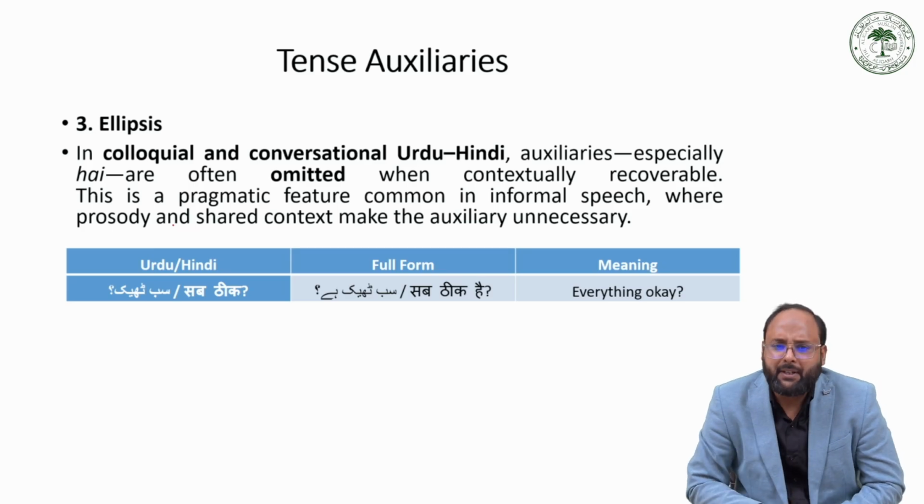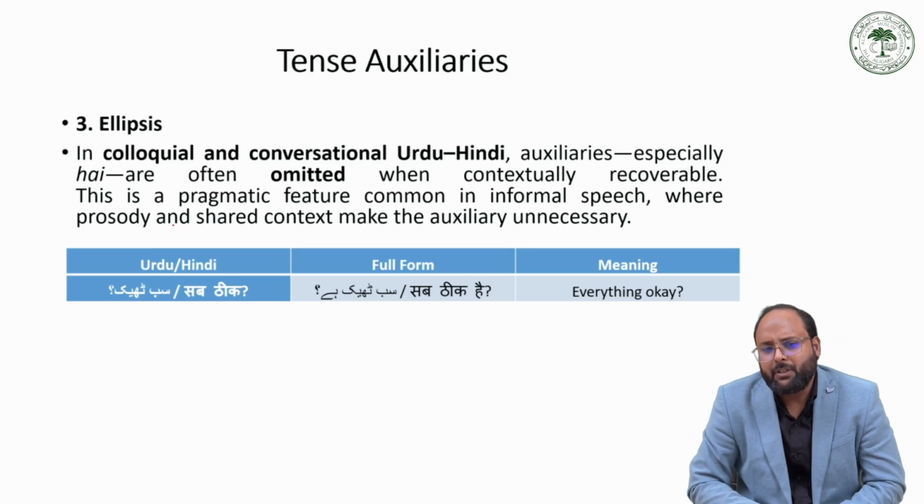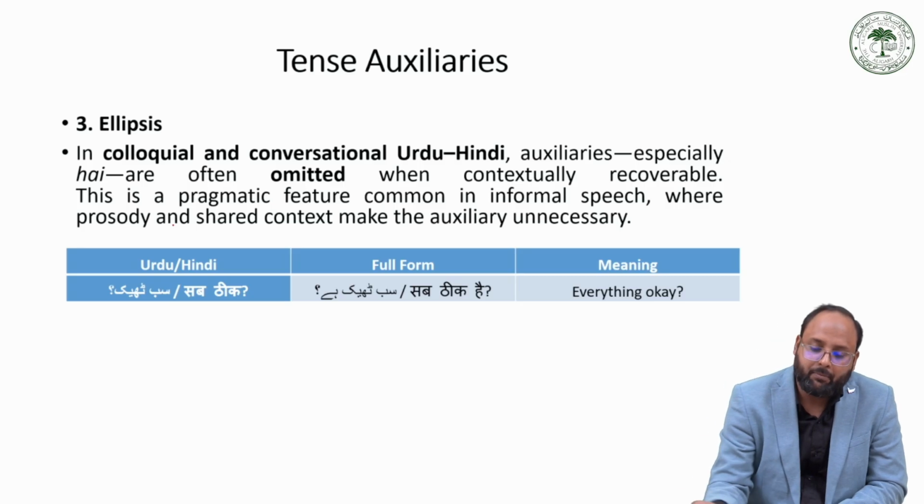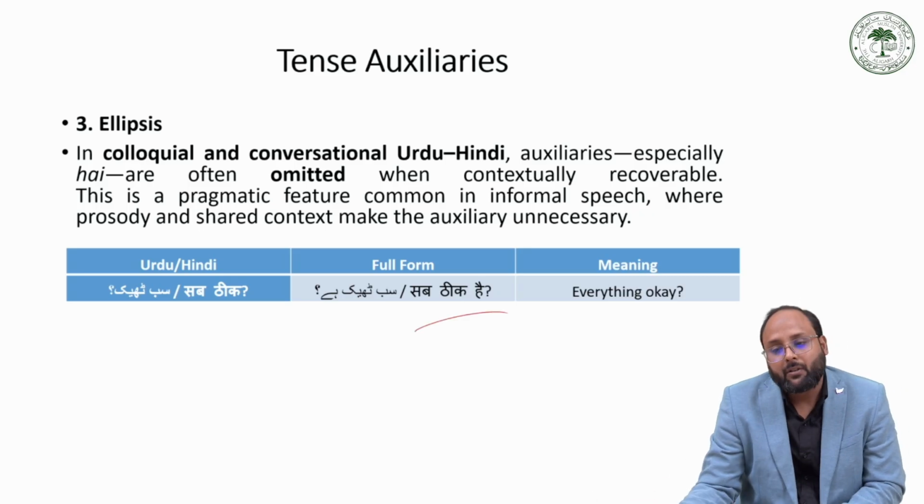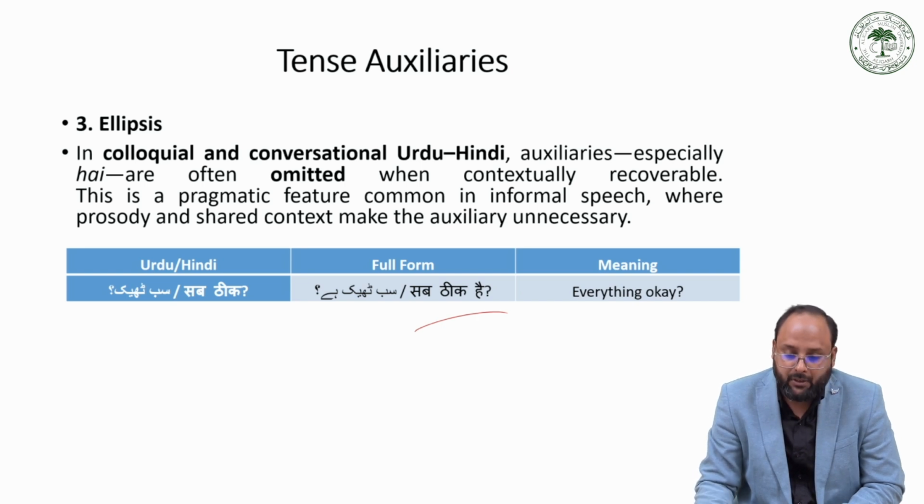Sometimes we have ellipses that we have already discussed in colloquial speech. We are not using the verb auxiliary, like सब ठीक. Instead of using सब ठीक है, we are using सब ठीक. Instead of saying मैं आ गया हूँ, we are saying मैं आ गया. So this kind of ellipsis we have also in some colloquial speech. So it has different use in the different varieties. So in the standard, that is the rule.